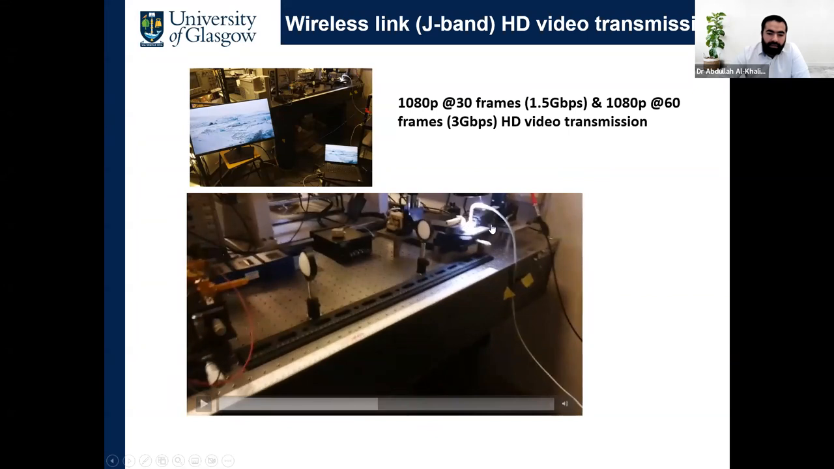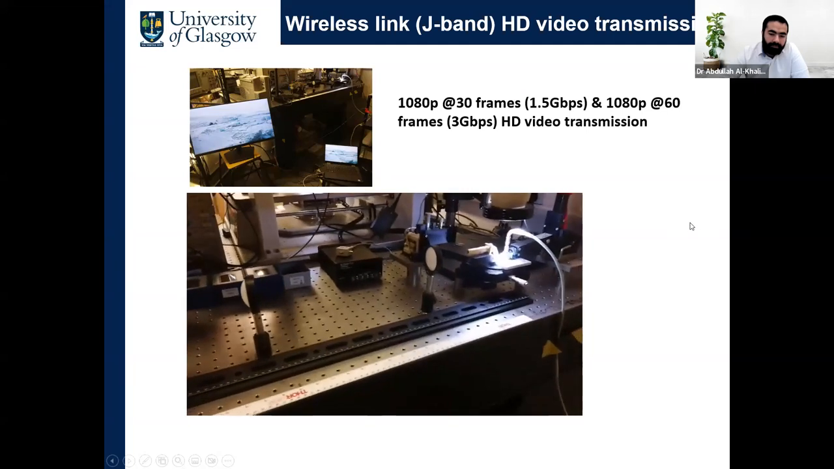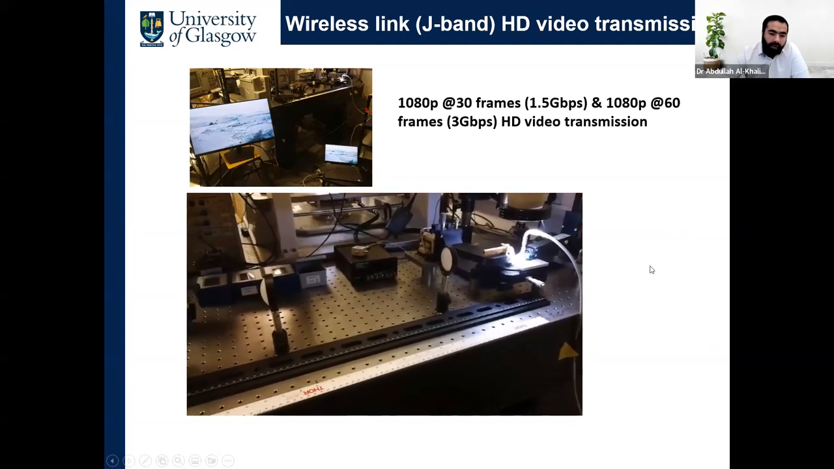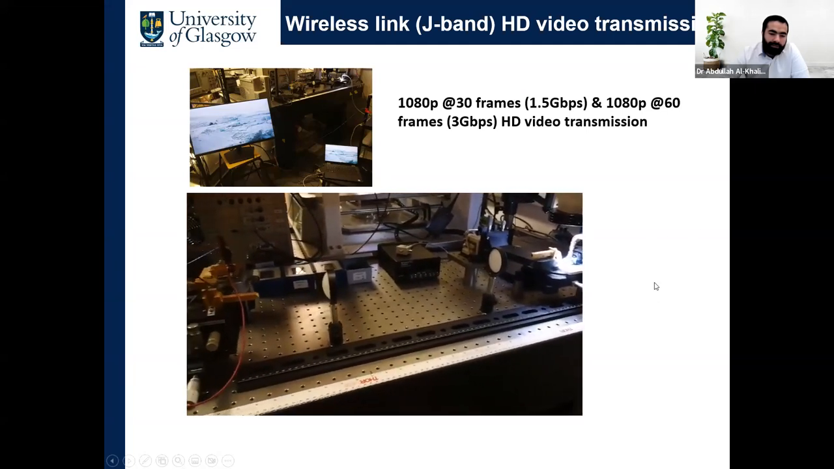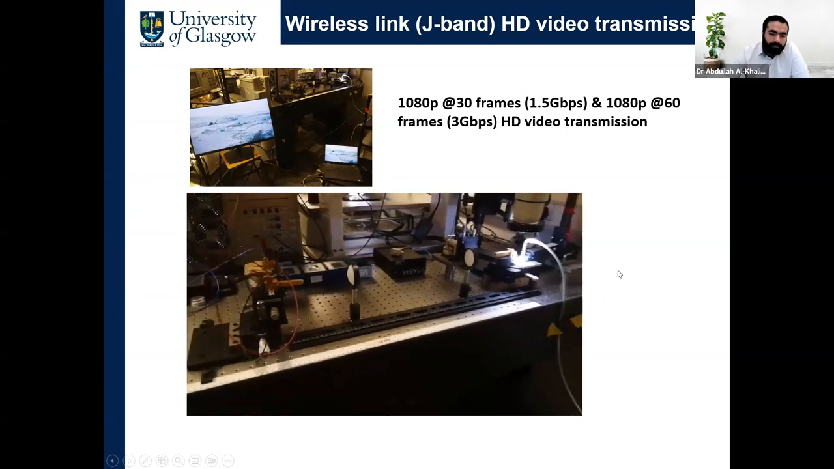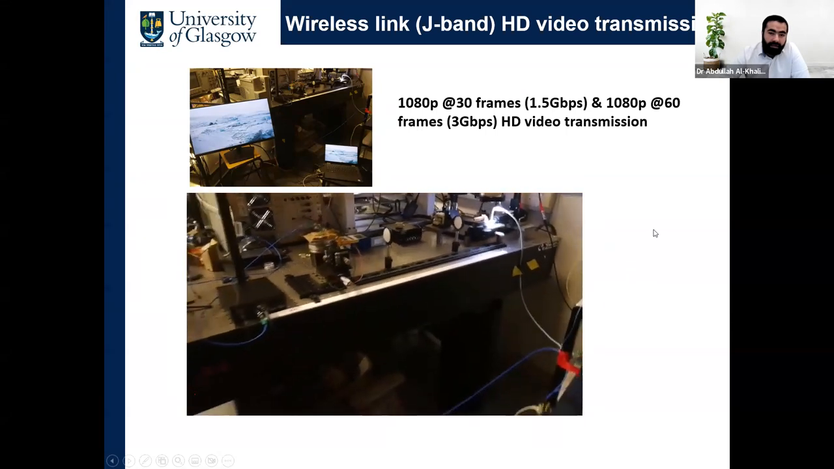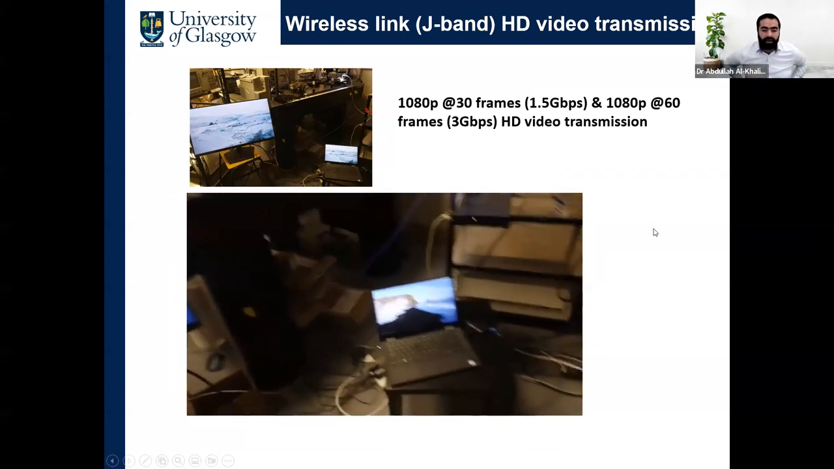So in this side, the data is coming to the RTD. The RTD is on chip. We have the horn antenna from the source side. We have the two lenses, and this is the commercial Schottky barrier diode, which is the receiver. And this is a 300 gigahertz carrier.